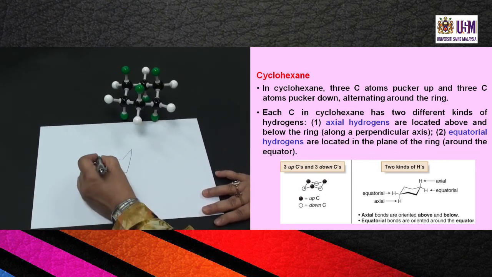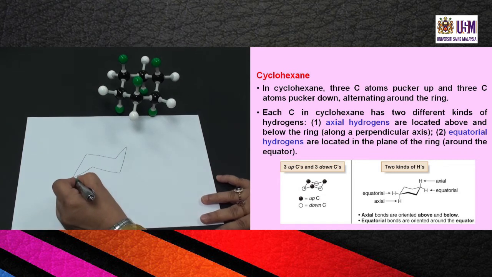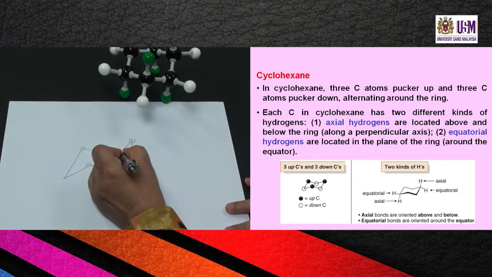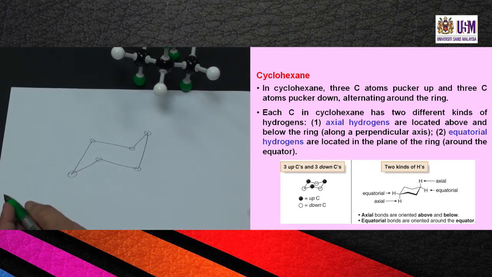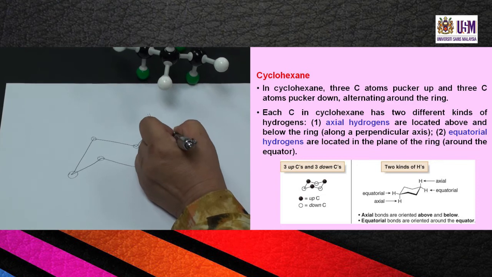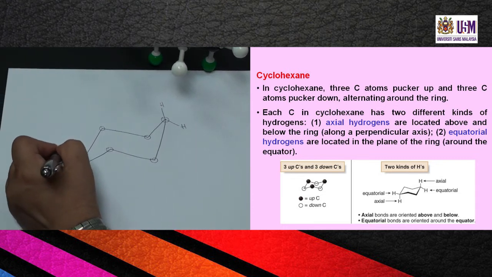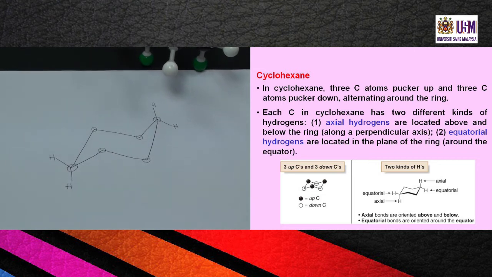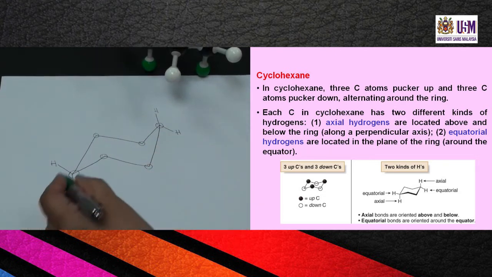We have 1, 2, 3 carbons buckling up, and we have 1, 2, 3 carbons buckling down. So this is up, and this is the down carbons. And you can see there are two kinds of hydrogens. This is axial, and this is equatorial. This is axial going down, and this is equatorial going up. All axial bonds are oriented above or below the ring, and equatorial bonds are oriented around the equator.